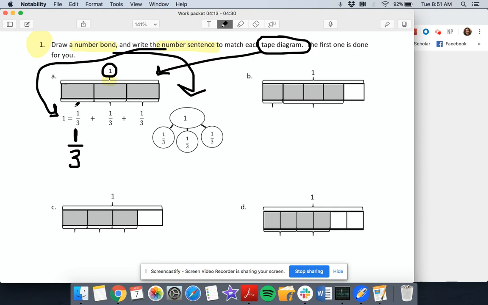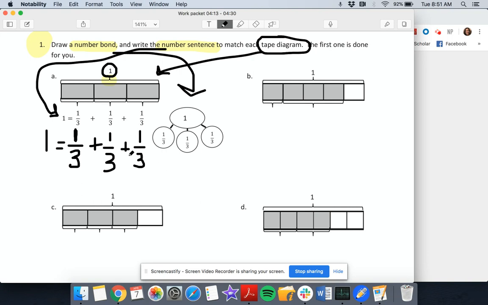So we have 1 over 3, or 1/3, plus 1 over 3, or 1/3, plus 1 over 3, or 1/3. And that is equal to 1, because they told us that just this figure is equal to 1. And they also represented this using a number bond.